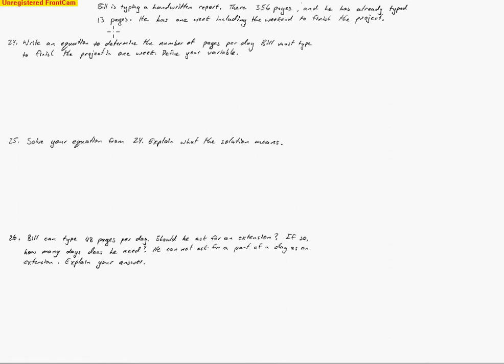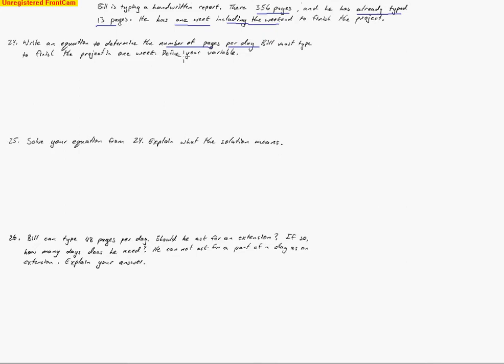So let's start underlining some parts that are important here. One is how many pages: we got 356 pages, but he's already typed 13 of them. He has 1 week, including weekends, so that tells us how many days to finish the project. And so let's see what they want. They want to write an equation to determine the number of pages per day. So that's what we want to find out, pages per day, Bill must type to finish the project.